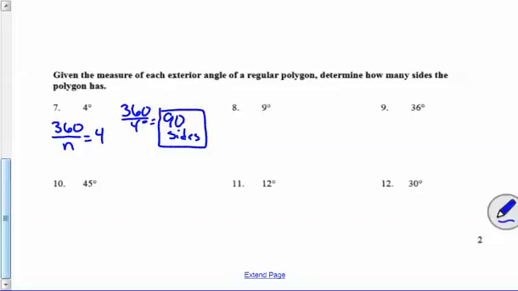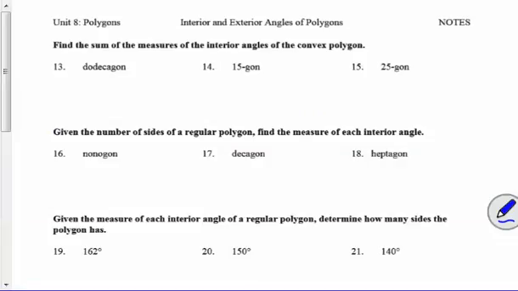So if given the sides, I divide to get the angles. If given the angles, I'll divide to get the sides. But again, we're working with exteriors, so it's always 360 divided by the number that you're given when given exteriors. So 360 divided by n gives us 40 sides. So again, these are just more practice problems for you to work through. If you have any questions, feel free to ask when you see me.